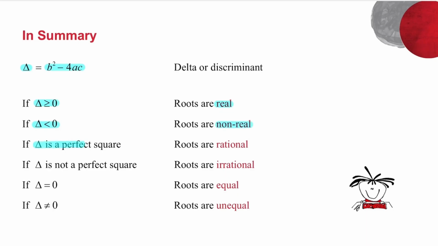If delta is a perfect square, then I'll be able to work it out without using a calculator, and my roots will be rational. If delta is not a perfect square, my roots are irrational. If delta is equal to 0, my roots are equal. The two x values will be exactly the same. And if delta is not equal to 0, my roots are unequal.